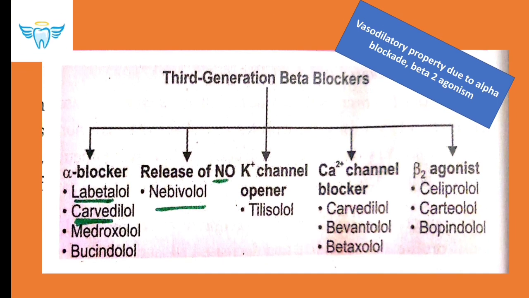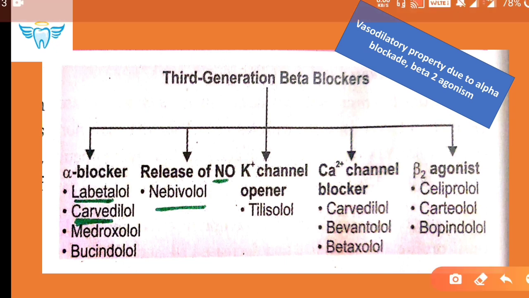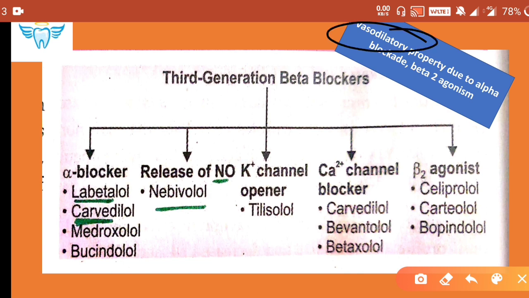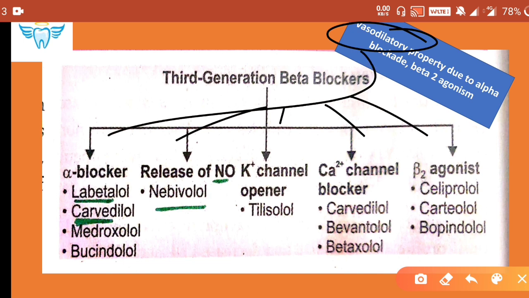Now coming to the third generation beta blockers, they have vasodilatory property due to the alpha blockade and they possess beta 2 agonism, okay? Which means they favor the action of beta 2 receptor, okay? And they have alpha blockade property. So the end result is it causes vasodilatation. How will it cause vasodilatation? It has different mechanisms as we can see, okay? Either as an alpha blocker and via release of nitric oxide, that is nebivolol.